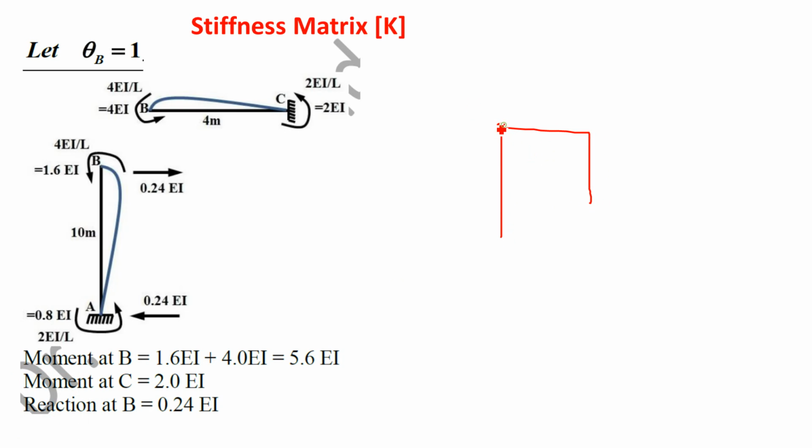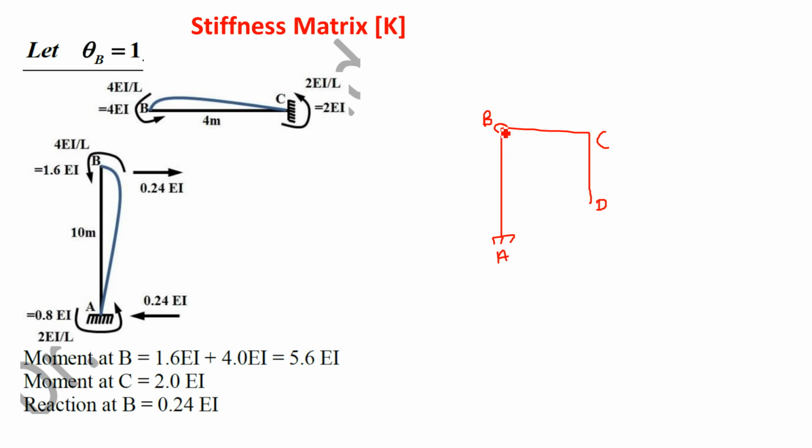So joint B, when you rotate joint B, theta B equal to 1 means you have to rotate joint B. When you rotate joint B, there will be no effect of this rotation on the CD member, because B is a common joint to the AB member and the BC member, AB and BC. So only these two members will deflect. There will be no effect of rotation at B on CD. That's why the CD member is not drawn here, right? So only two members, AB and BC, are shown.